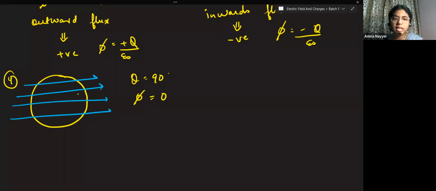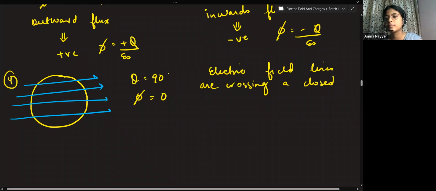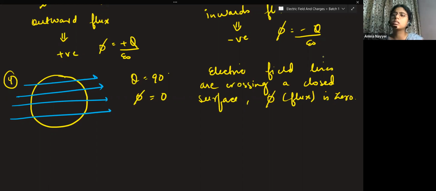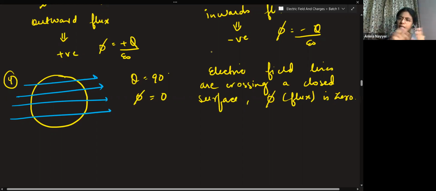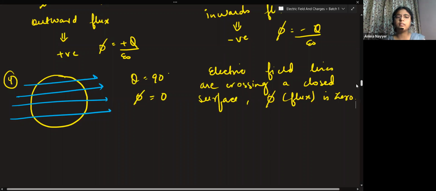So if the electric field lines are crossing a closed surface, then your flux is 0, because firstly the field lines are not entering the surface, so there is no field line, so your flux will be 0. Mathematically you can say that theta is 90 degree. If angle is 90 degree, cos 90 will be 0.